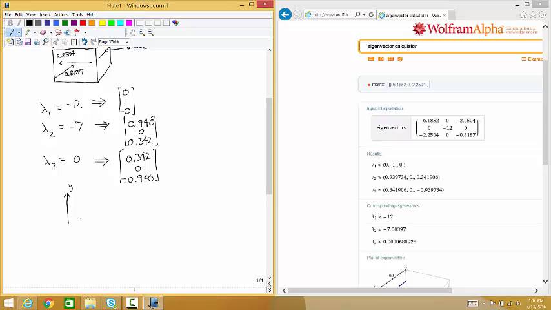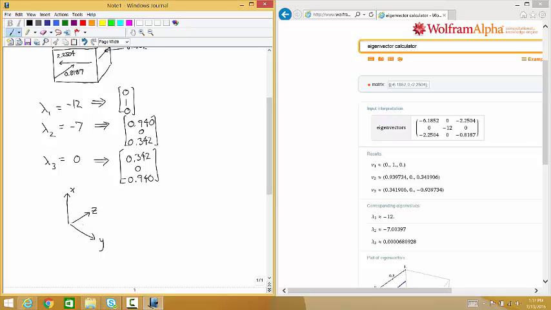Okay, and then we have the x-axis going that way. Oh, no, I'm confusing myself. This is the new x-axis. This is the new y-axis. And this is the new z-axis pointing back. How did you figure that out?